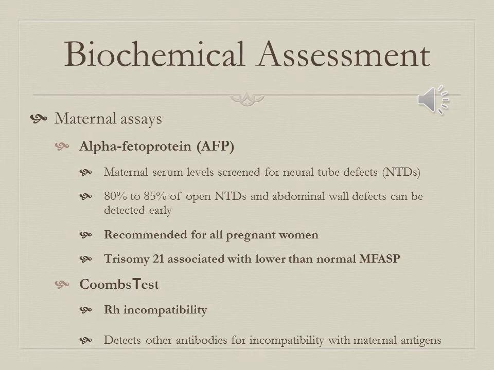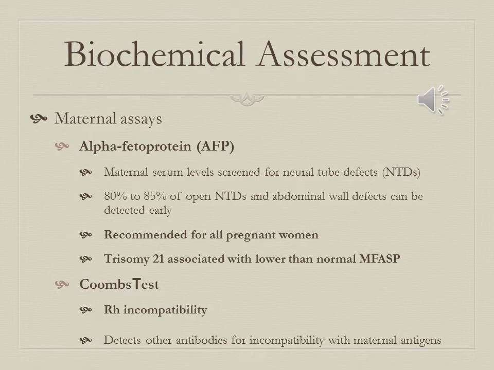The triple screen is completed by collecting maternal serum samples between 15 to 22 weeks gestation. If you remember from previous lectures, if you're going to screen for neural tube defects, the ideal time to do that is 16 to 18 weeks. But the entire triple marker can be done between 15 and 22.